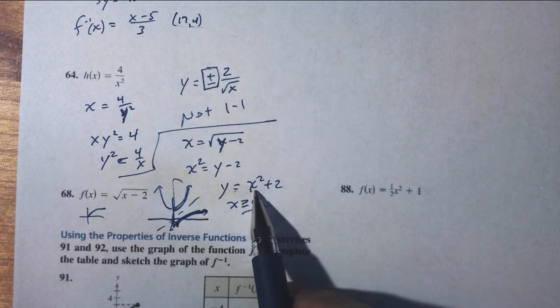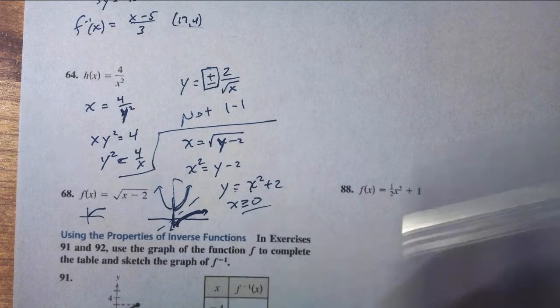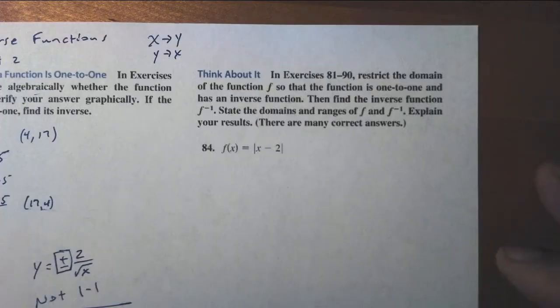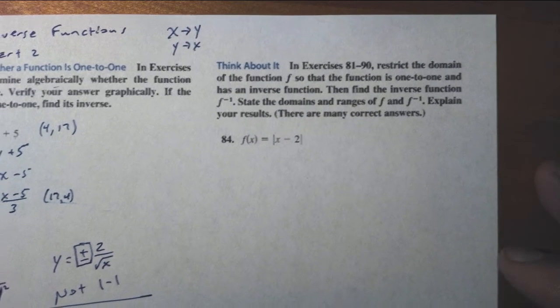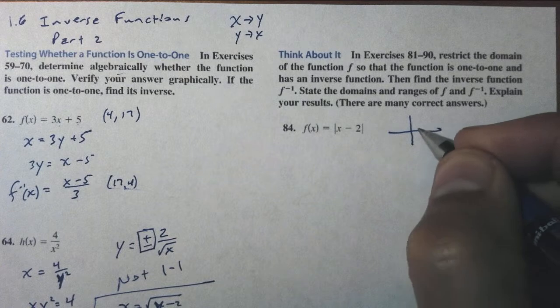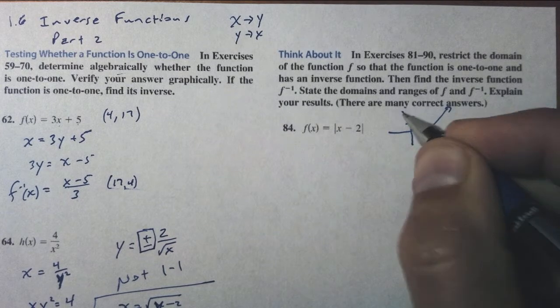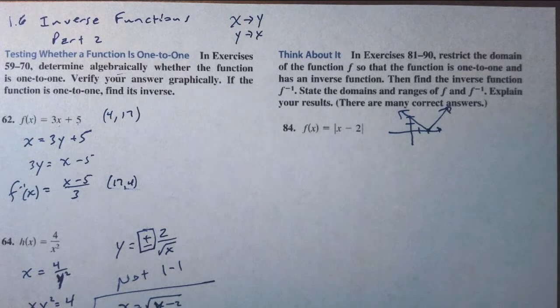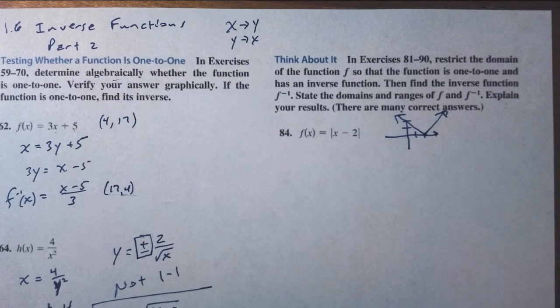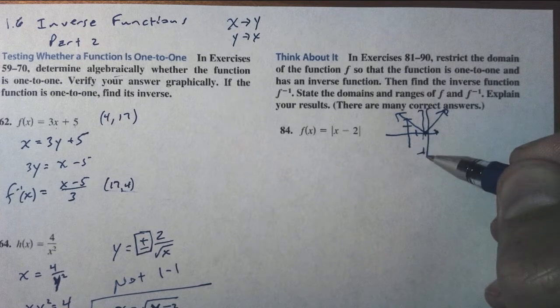If you end up with a function that's not one-to-one, then we're going to have to restrict the domain. And that's discussed here. Restrict the domain of the function so that the function is one-to-one. We know that the graph of this, hopefully we know this, looks like that. There's the graph of our function. We want it to be one-to-one. So I can either lop it off to the left or lop it off to the right.